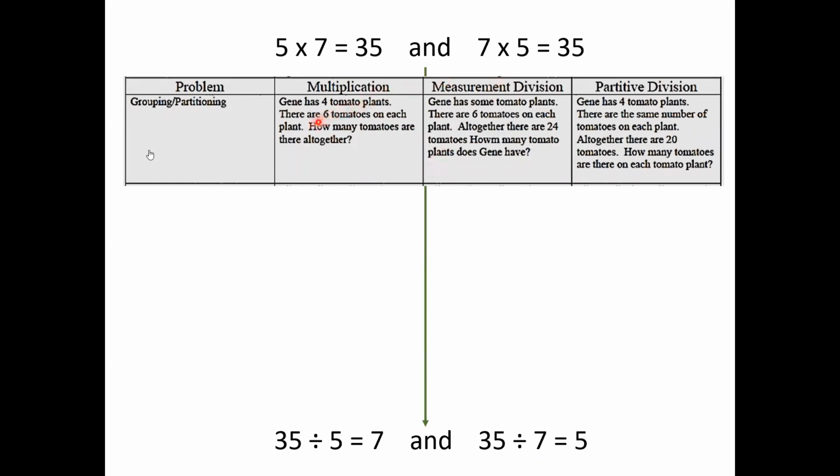Jean has 4 tomato plants. There are 6 tomatoes on each plant. How many tomatoes are there all together? And we know that that is 4 times 6. 4 groups of 6 equals 24.